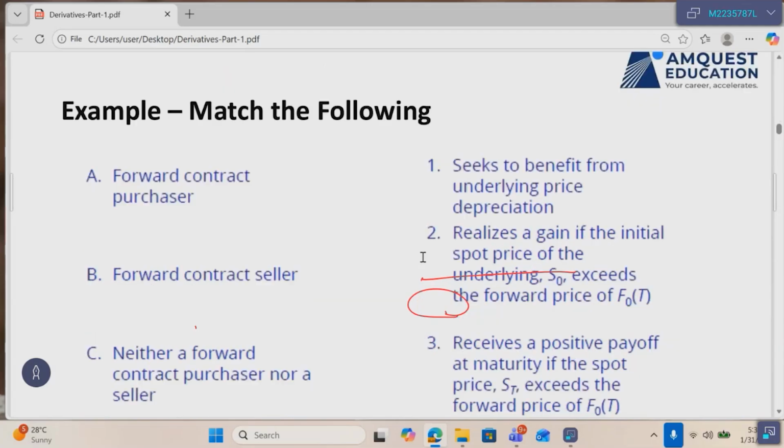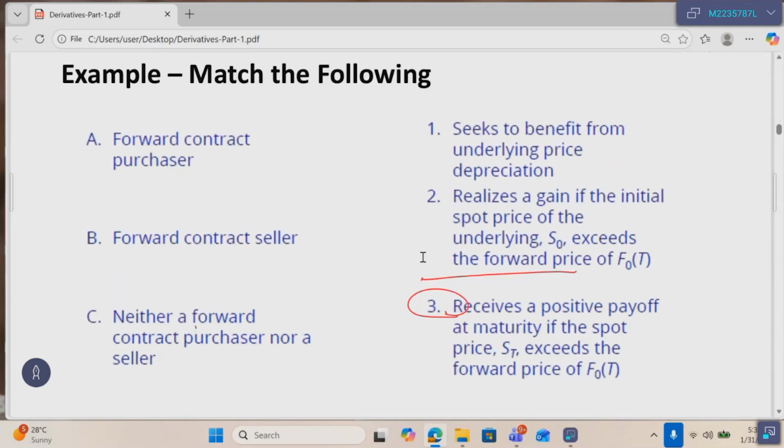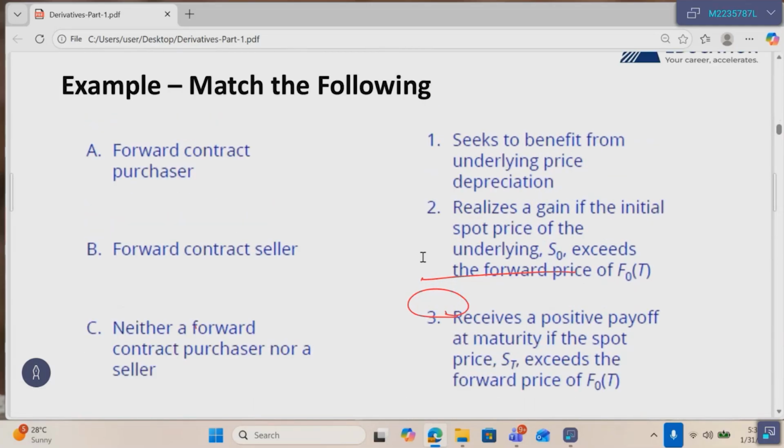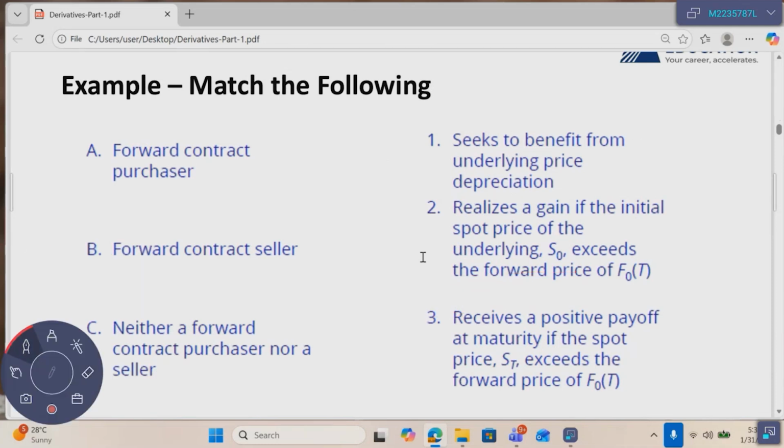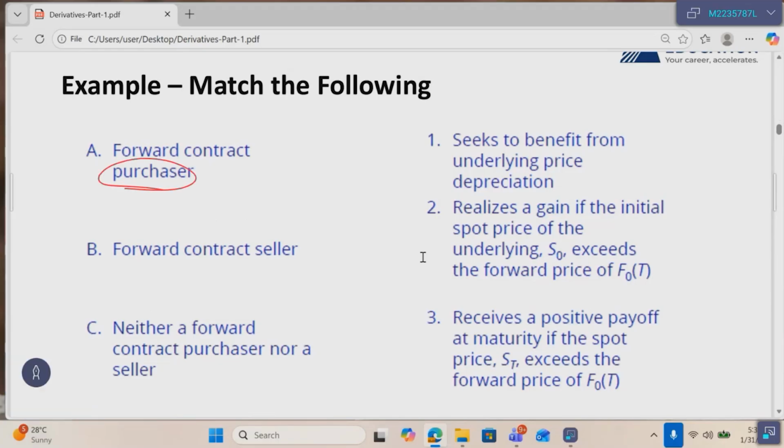Now, let me give you guys one exercise. I want all of you to match the following. First, what does the forward contract purchaser seek to do? He purchased the forward contract, right? So he's long. Is he trying to seek benefit from underlying price depreciation? No. He's buying, so he's trying to benefit from appreciation, right?